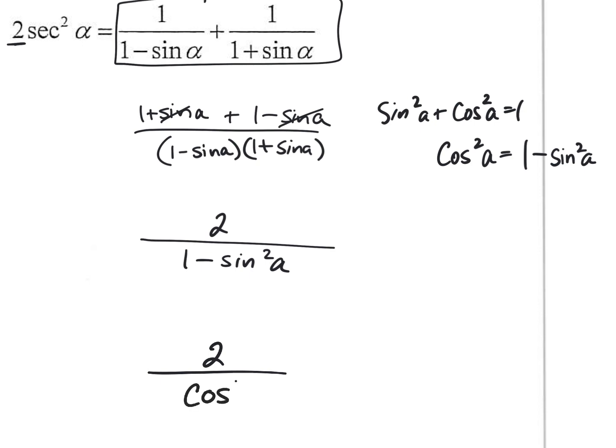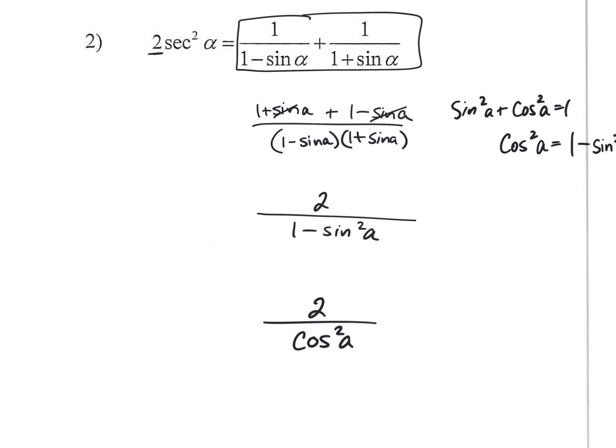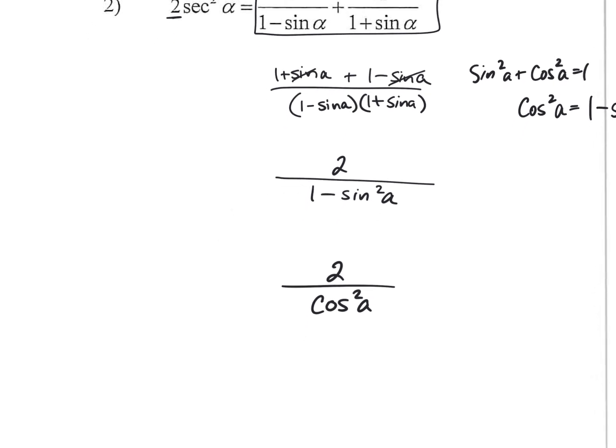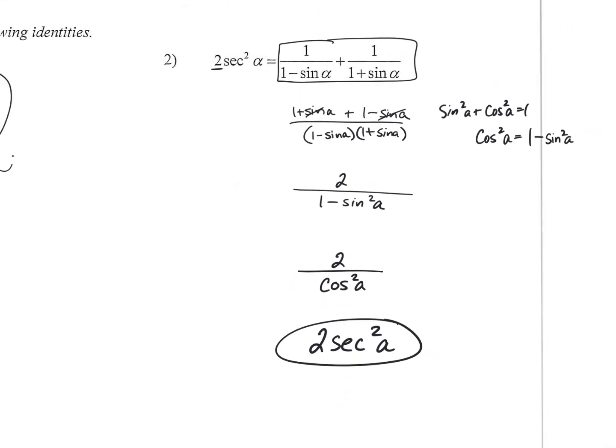That's helpful to me because my end result, I want to end up with 2 times secant squared of A, and a cosine in the denominator is the same as a secant in the numerator. So I can rewrite this as 2 times the secant squared of A, which was what we had set out to prove, right? We were trying to turn this into this, and we got there, right? That's our goal here. We're trying to turn one side of our equation into the other.